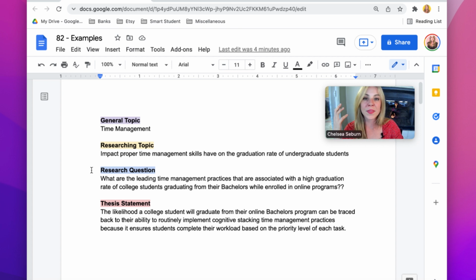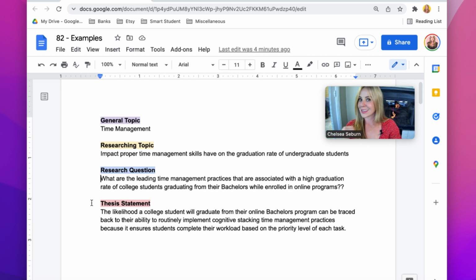Now we need to come up with that research question. And so now after doing some exploratory research, what we came up with was, what are the leading time management practices that are associated with a high graduation rate of college students graduating from their bachelor's programs while enrolled in online programs? And I said programs twice and it's not in there, but anyways. Okay, so that is our direction.